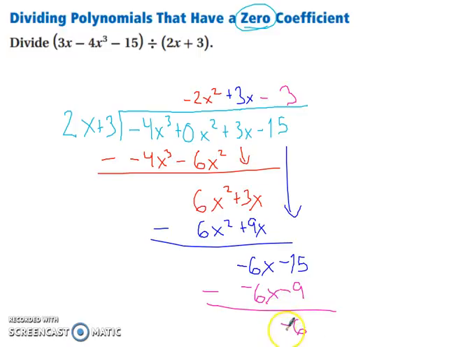Our remainder has a minus, so when we finish writing it, it's going to have a minus. So we have negative 2x squared plus 3x minus 3, and then minus 6 over 2x plus 3. Remember, our remainder goes over what we were trying to divide by. And this ends our video lesson on dividing polynomials.